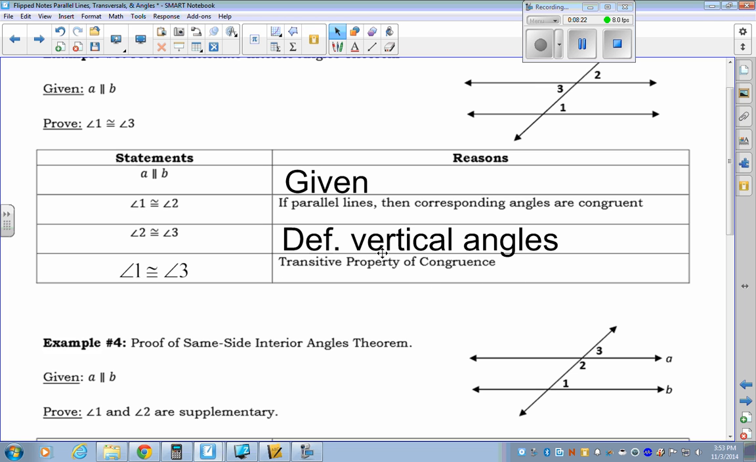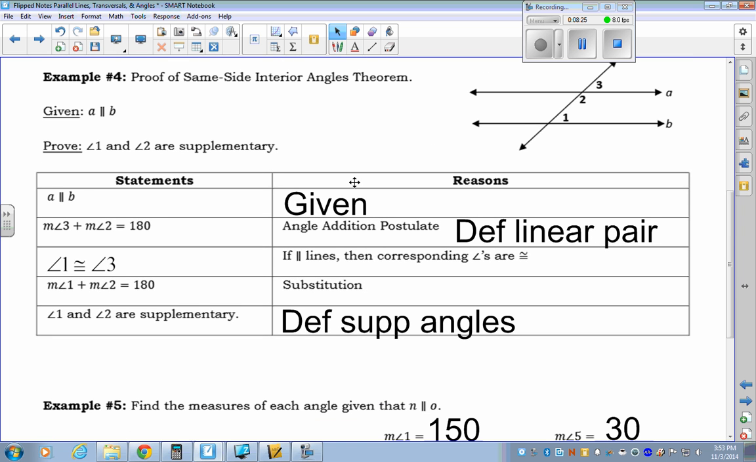Either one would work. In example 4, we're proving the same side interior angles theorem. So we have A being parallel to B, that's given. And so if that's true, then angle 3 and angle 2 must add up to equal 180 because of the angle addition postulate. I would also accept the definition of a linear pair. So angle 1 is congruent to angle 3 because if the lines are parallel, then corresponding angles are congruent. And so the measure of angle 1 plus the measure of angle 2 would also equal 180 because of substitution. And angle 1 and angle 2 are supplementary because of the definition of supplementary angles. If two angles have a measurement that add up to equal 180, they must be supplementary.